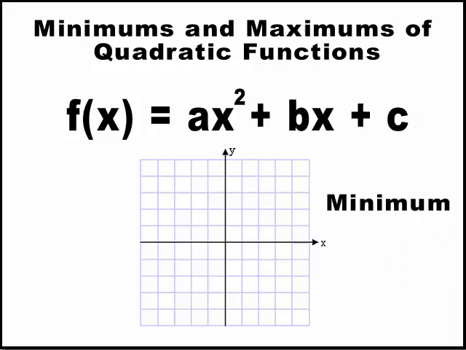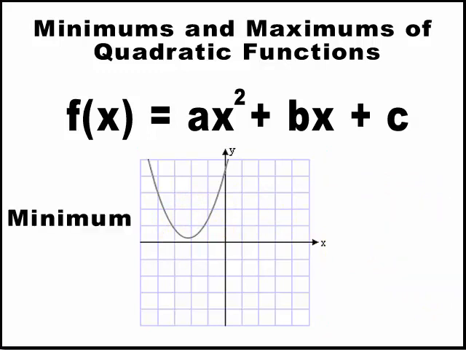Okay, so the minimum is, first of all, the parabola has to open up in order to have a minimum. Remember, with a maximum, the parabola has to open down. So for a minimum, same thing. We're looking for the lowest y value this time, and no lower values for y could be under the minimum.